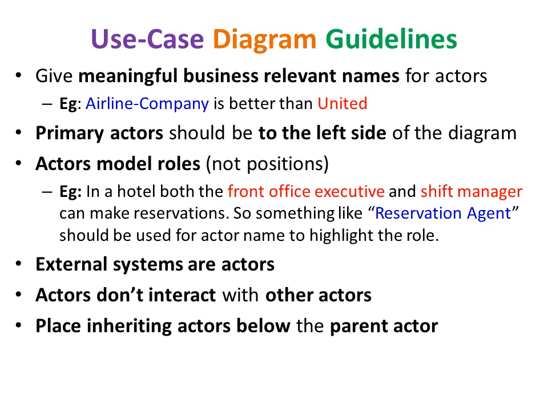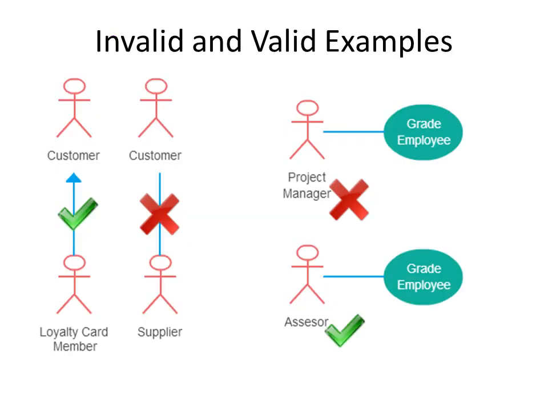Actors model roles, not positions. This is a good one. We need here to represent the roles of the actors, not the positions. External systems are actors. Actors do not interact with other actors, which means there is no association between actors. Place inheriting actors below the parent actor. It's like the inheritance in the class diagram.